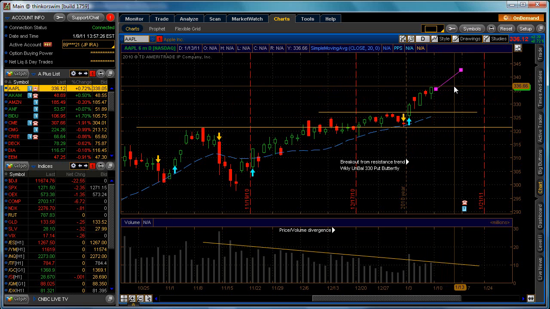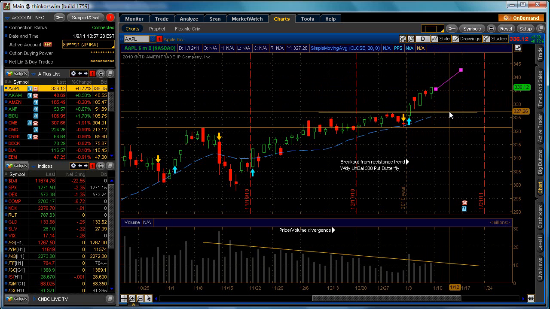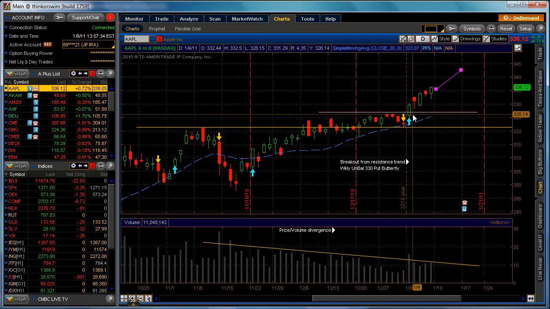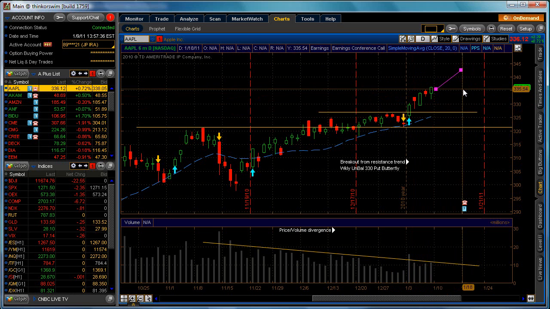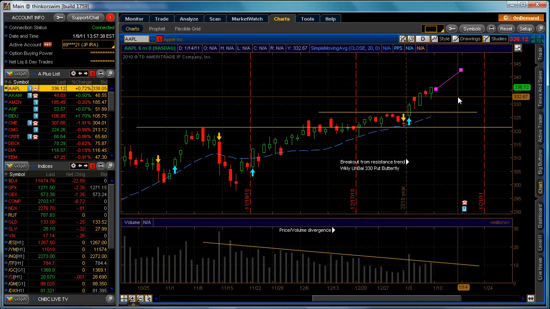Of course it may come back down and retest this weaker resistance level here, or it may not. It may not be a good resistance level, and it may just continue its march upward. I'm going to imagine that it is going to continue its march upward with a word of caution.